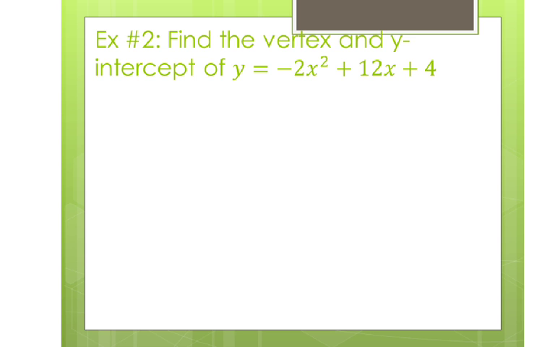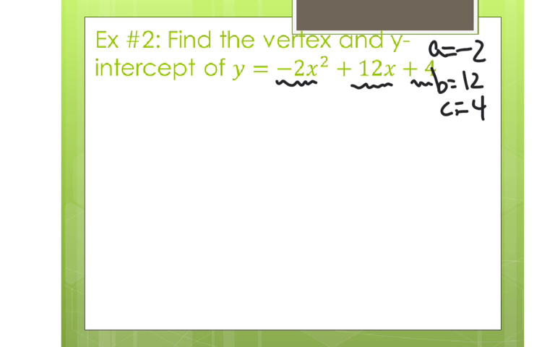So now we're going to use those formulas to find our vertex and our y-intercept. So example 2 says find the vertex and the y-intercept of y equals negative 2x squared plus 12x plus 4. So the first thing I'm going to do is come over here and figure out what my a, my b, and my c is from the equation. Well, a is just going to be the number in front of your x squared, so that's negative 2. b is going to be the number in front of your x, which is 12. And then c is going to be your constant at the end, your plain number, which is 4.